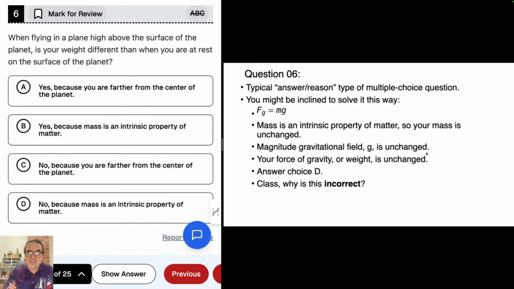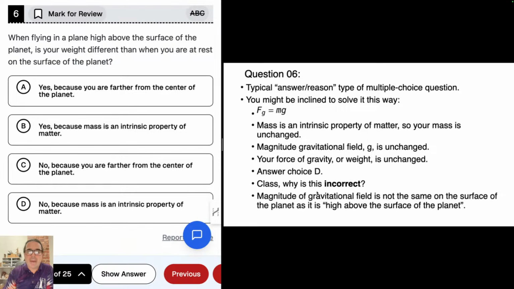So it's this statement right here: the magnitude of the gravitational field, little g, is unchanged. Technically, you can use this if you change the gravitational field. It's not good to use this equation in this particular case, but let's walk our way through it. The magnitude of the gravitational field is not the same on the surface of the planet as it is high above the surface of the planet.